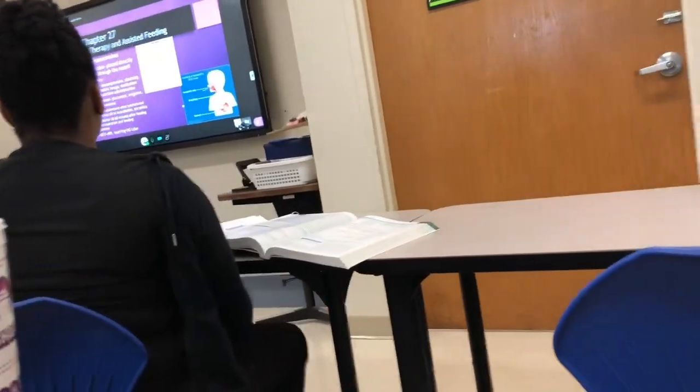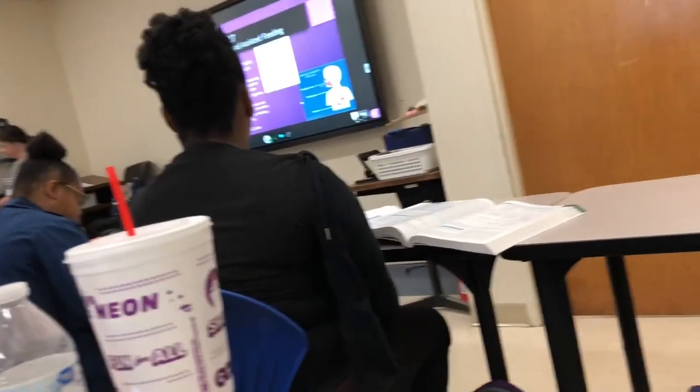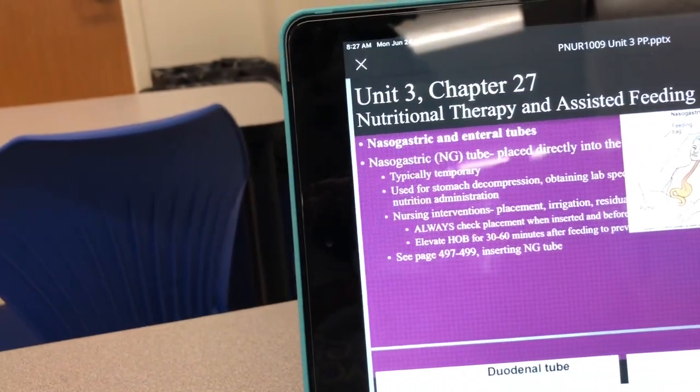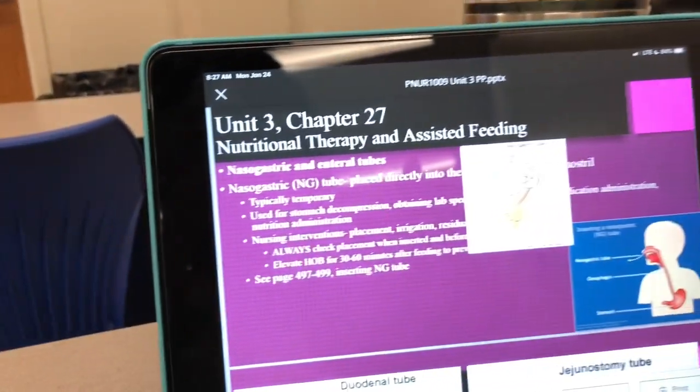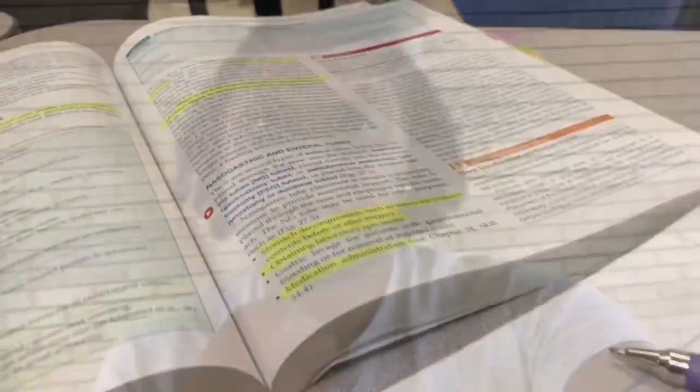So the NG tubes can also be used for gastric lavage. So there's gastric gavage and gastric lavage. Lavage is leave, so we're pulling something out of the stomach. And gastric gavage is give, so we're giving something in the stomach. All right? So remember the difference between lavage and gavage.